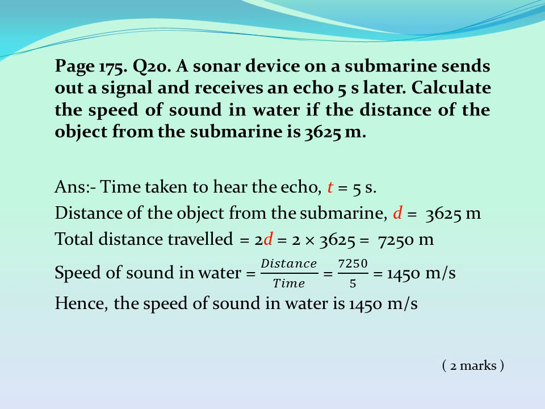3625 meters. Total distance travelled equals 2d equals 2 into 3625 equals 7250 meters. Speed of sound in water equals distance by time equals 7250 by 5 equals 1450 meters per second. Hence, the speed of sound in water is 1450 meters per second.